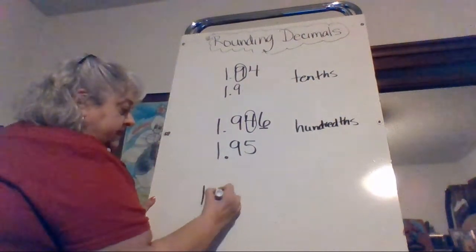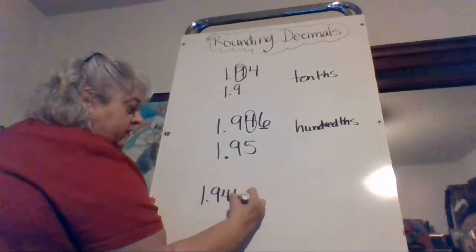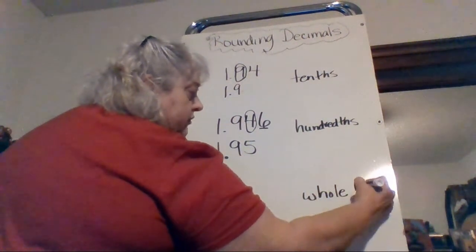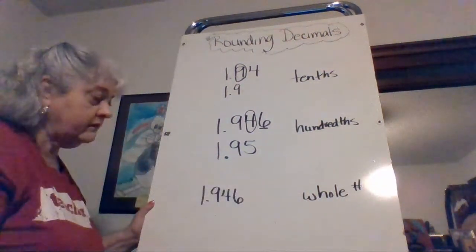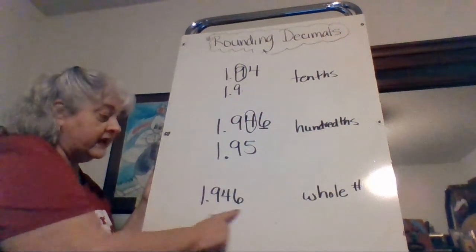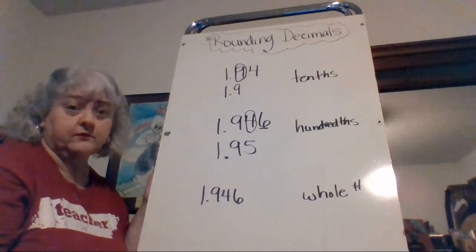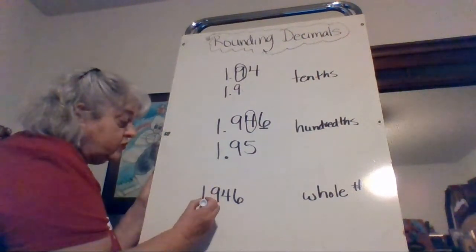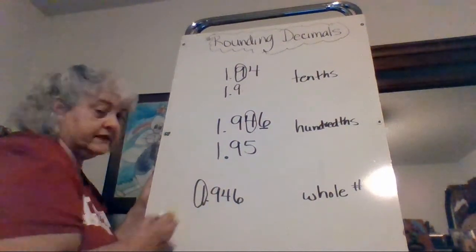Now I'm going to ask you to think about rounding this to the nearest whole number. Okay? So what we're going to have to do is identify the whole number, or the digit in the ones place. In this number, it's the 1. So I'm going to draw a ring around it.